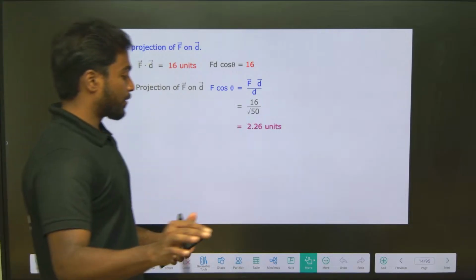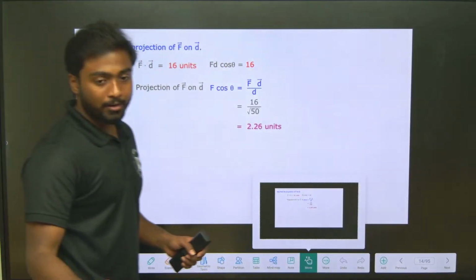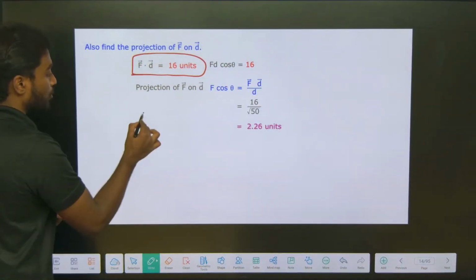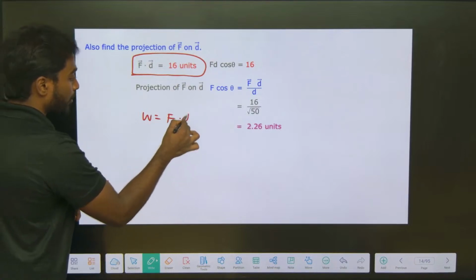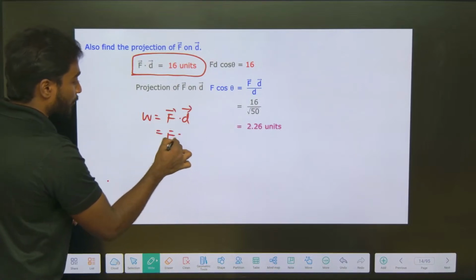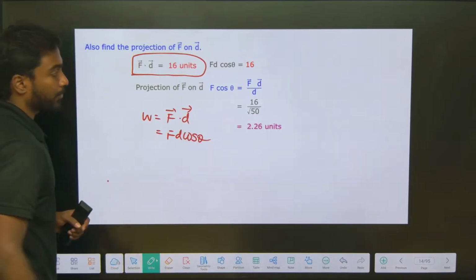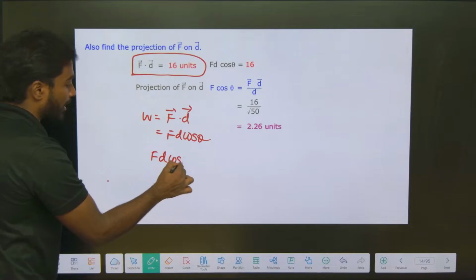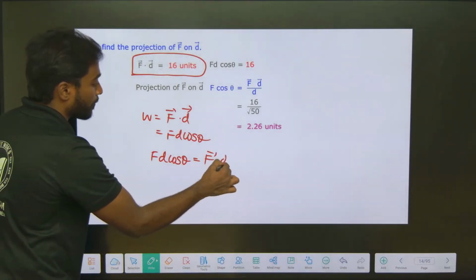Okay, wait. Let me explain. You will get it, right? Okay, no issues. See, F dot d is 16 units. So work done is equal to F dot d, and also I can say it is F d cos theta. I can equate both the things now. So F d cos theta will be equal to F dot d.